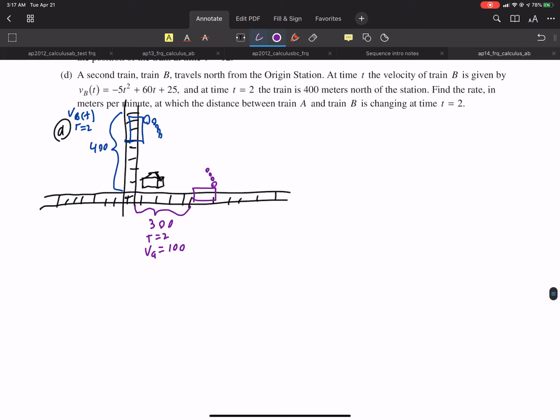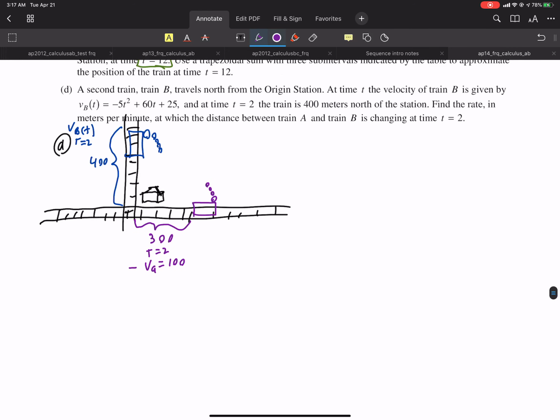Now, I'm going to rewrite this. The velocity is the rate of change of the position. It's actually dx/dt at t equals 2. Here, let me do this for you.